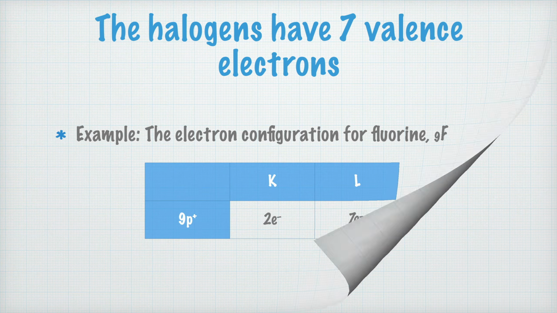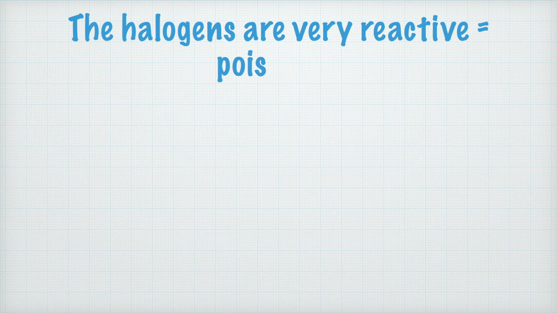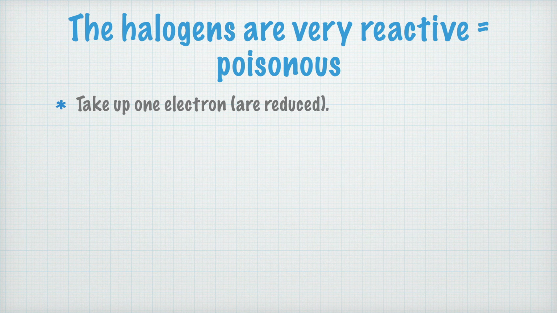Having 7 valence electrons make the halogens very reactive and consequently very poisonous. They only need to gain a single electron to be reduced, and then they get 8 valence electrons. They get noble gas structure, which, as I said earlier, is particularly stable.